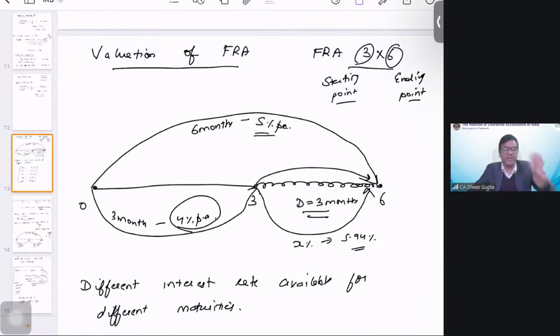So let's come to the valuation of FRA. Let's take an example of 3 by 6. So 3 is the starting point and 6 is the ending point. Okay.